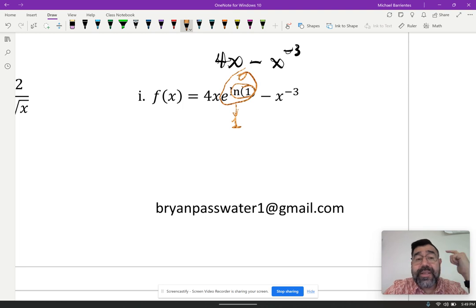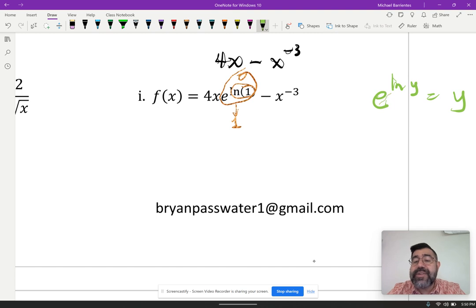The other way to think about it is exponentials and logarithms are inverse functions of each other, so they cancel each other out. So when I have e to the power of the natural log, whose base is e, of 1, the e and the natural log will undo themselves, and I'm just left with what's inside. So if I ever have e to the natural log of y, my answer is just y, because e and the natural log are inverses. They're going to cancel each other out, and I'm left with whatever's inside.